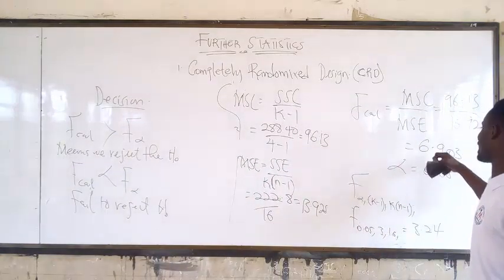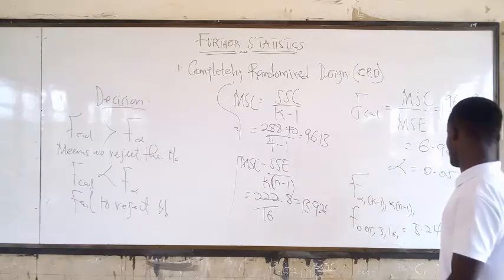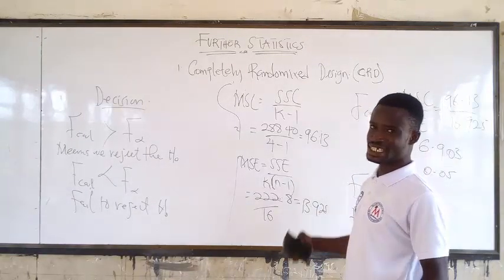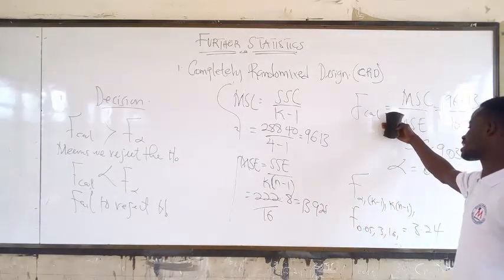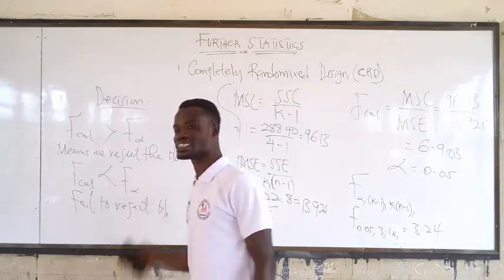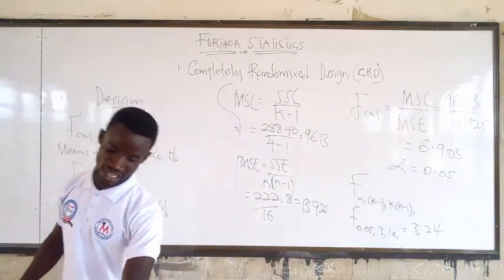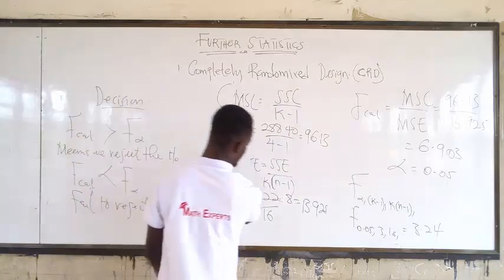Now looking at this decision condition, where will this question fall? The F calculated is 8.9, the F alpha is 3.24. So you can see that the F calculated is greater than the F alpha. Therefore, we will reject the null hypothesis.